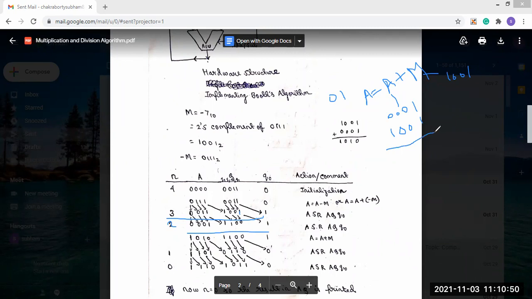So if we perform the addition operation between them, then it will be 1 0 1 0, and it will be stored into the accumulator. So 1010, but Q will be as it is, that is 1100, and Q0 will be 1. And in the action or comment column, we will write which operation we performed, A equal to A plus M. After doing this operation, the arithmetic right shift operation will be performed.